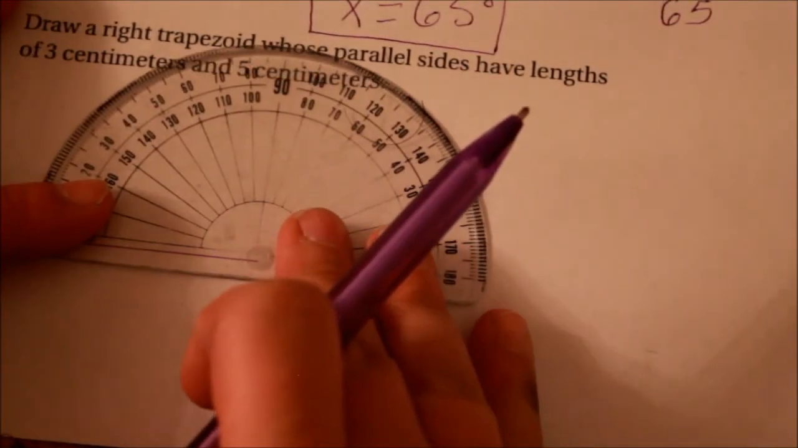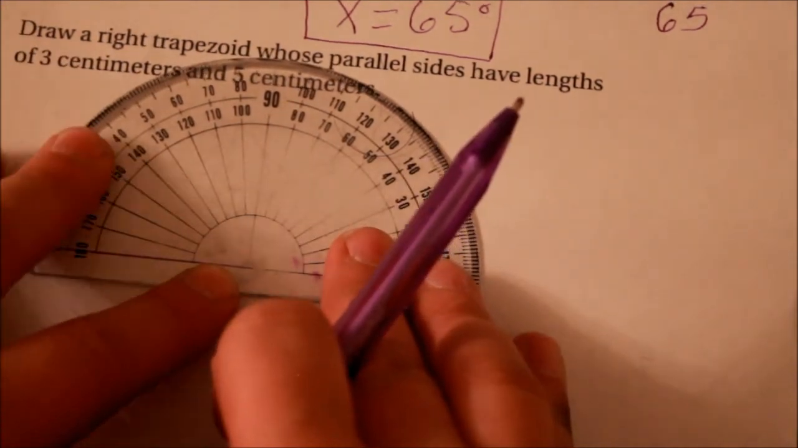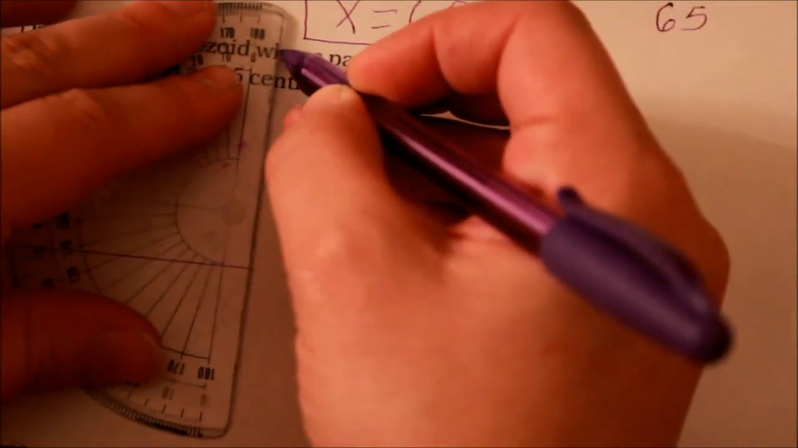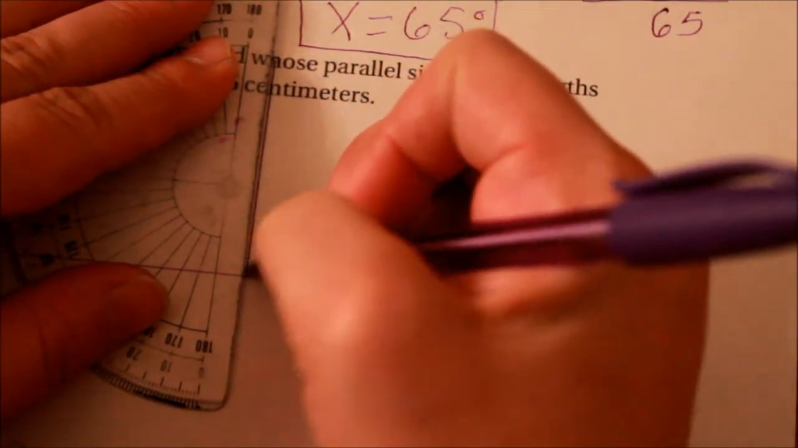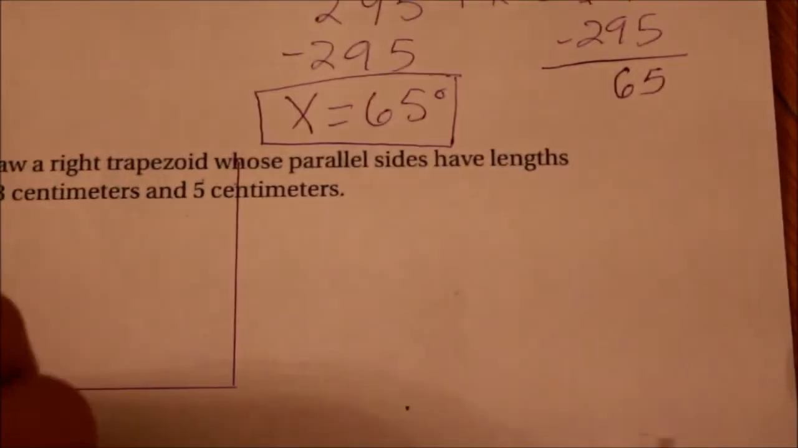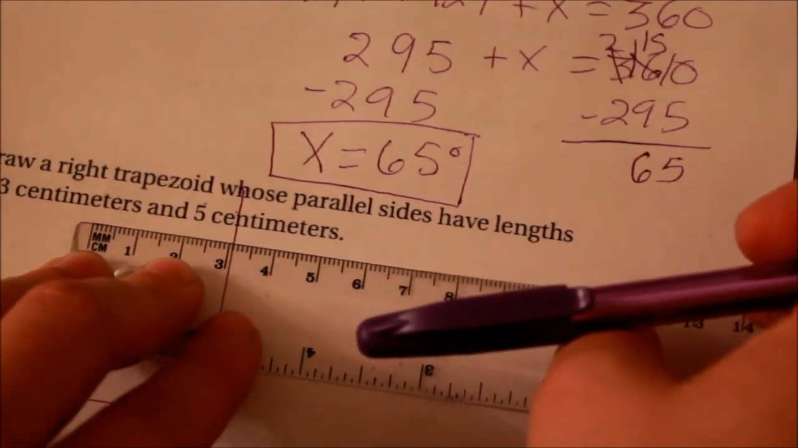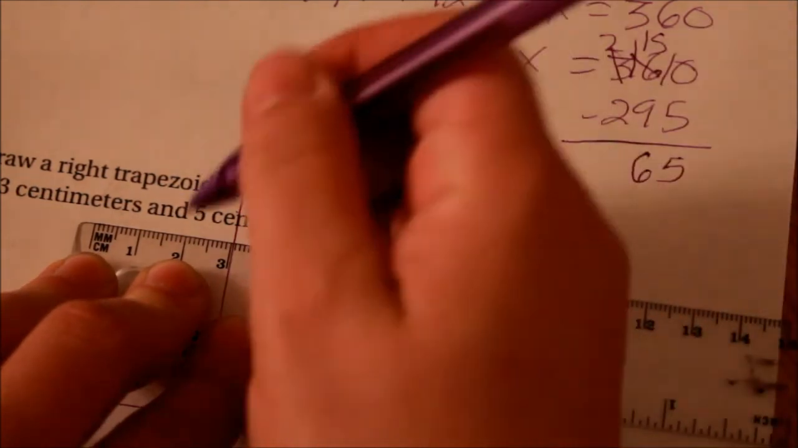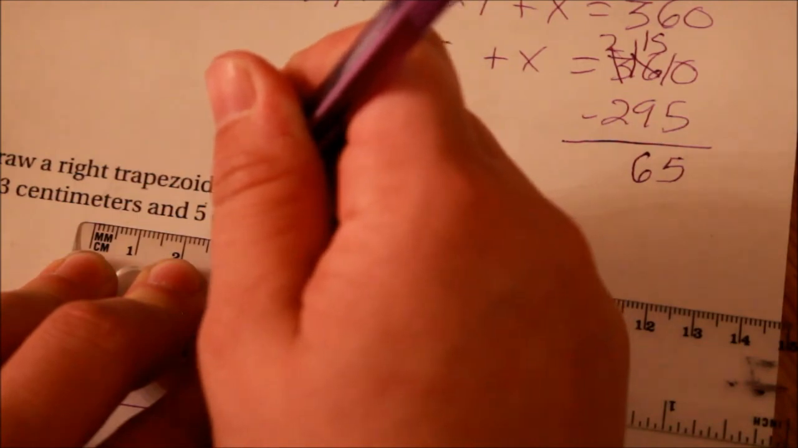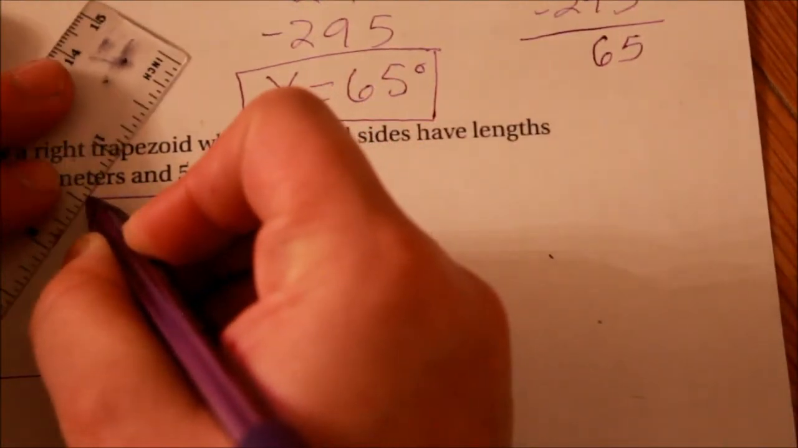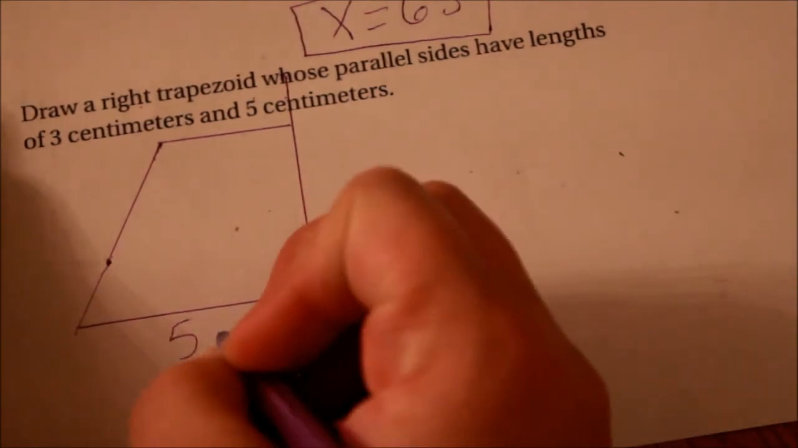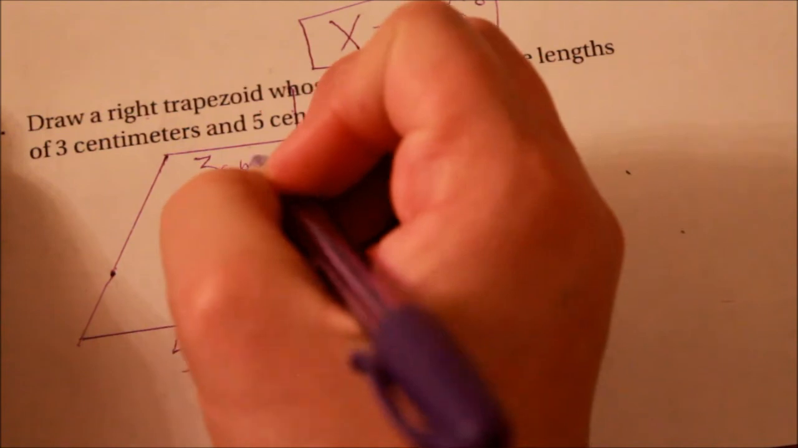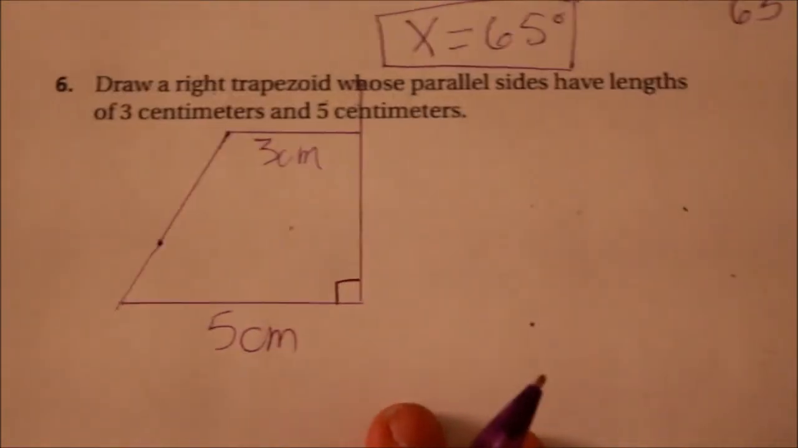Then I'm going to draw a 90-degree angle because it is a right trapezoid, which means it has a 90-degree angle. Then I'm going to come up here and I'm going to make a top line of 3 centimeters. Line up my 3 with the line I just drew. And then I'm going to stop at the 0. Then I'm going to connect my 2 lines. This line is 5 centimeters. This line up here is 3 centimeters. And I have my right angle, and it is a trapezoid.